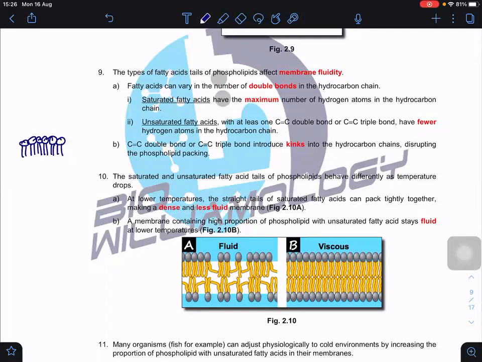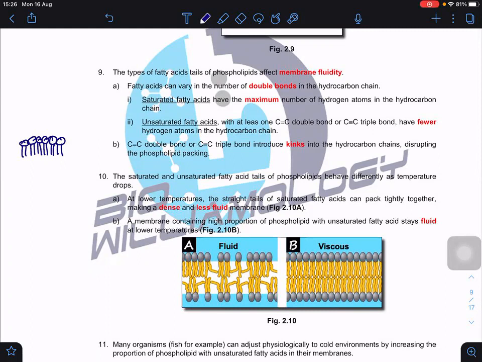Are you clear? Then what is the problem? The membrane is too viscous. If the membrane is too viscous, diffusion can't take place at a high rate. A lot of the transport across the membrane cannot take place, for example exocytosis, endocytosis, diffusion, osmosis. Particularly diffusion won't be able to take place well.